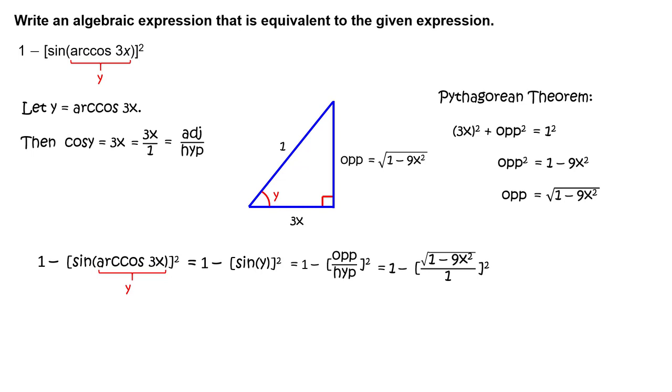You will get 1 minus the square root of the quantity 1 minus 9x squared, divided by 1, squared. Simplify to get 1 minus the quantity 1 minus 9x squared, or 1 minus 1 plus 9x squared, or 9x squared. Note that for the expression to be defined, x has to be greater than or equal to 0 and less than or equal to 1/3.